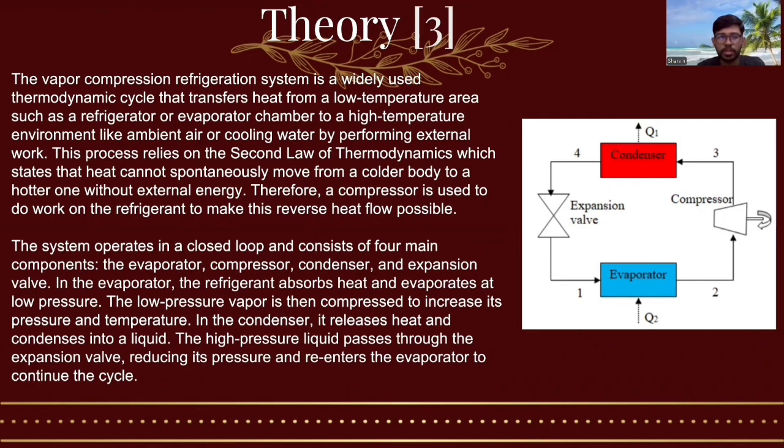The system operates in a closed loop and consists of four main components: the evaporator, compressor, condenser, and expansion valve. In the evaporator, the refrigerant absorbs heat and evaporates at low pressure. The low pressure vapor is then compressed to increase its pressure and temperature. In the condenser, it releases heat and condenses into a liquid. The high pressure liquid passes through the expansion valve, reducing its pressure, and re-enters the evaporator to continue the cycle.